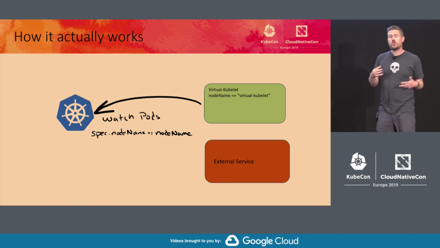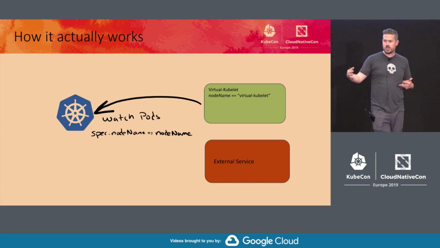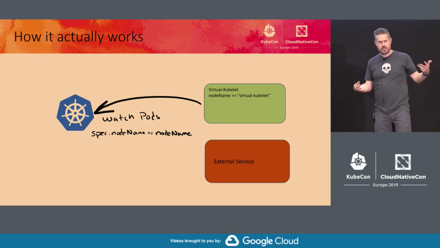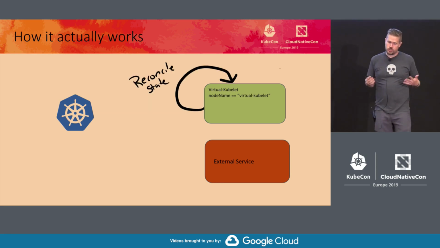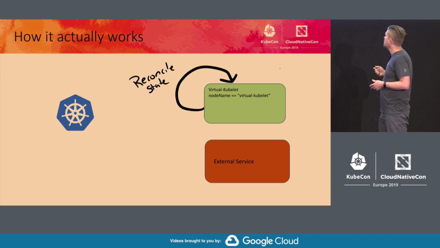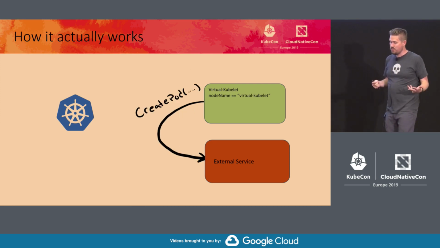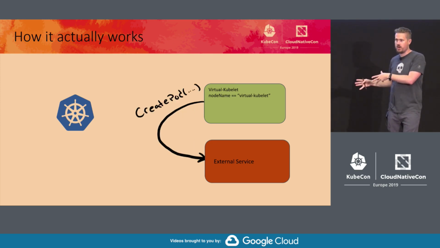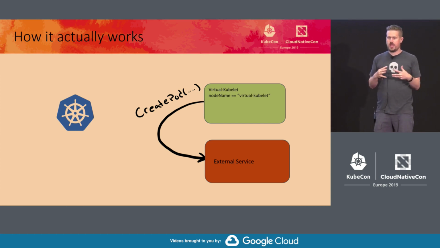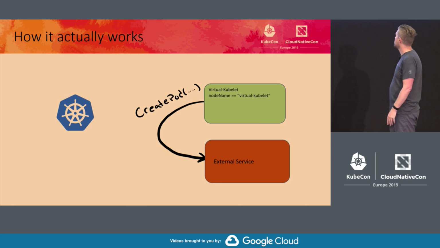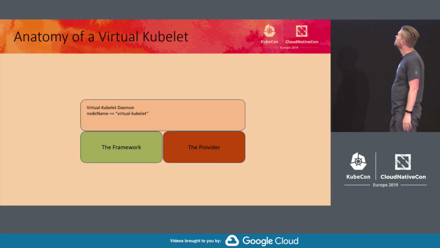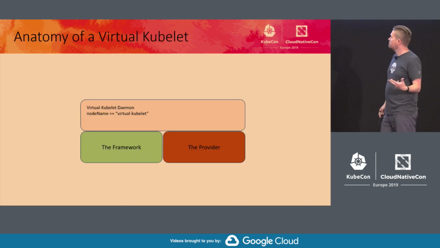So then Virtual Kubelet's doing the same thing that the kubelet is. It's watching the API for any pods that are scheduled to it, just like any node would. And then it reconciles state, just like a kubelet would. But then instead of talking to the container runtime, it's really talking to something called a provider. And the provider is responsible for doing that bridge between what the pod is and where it needs to end up, some external service.